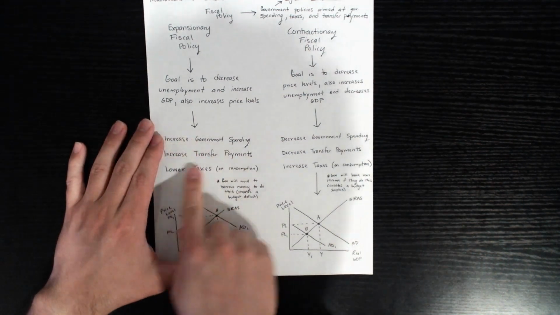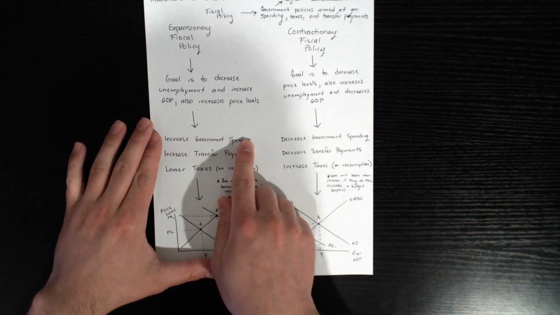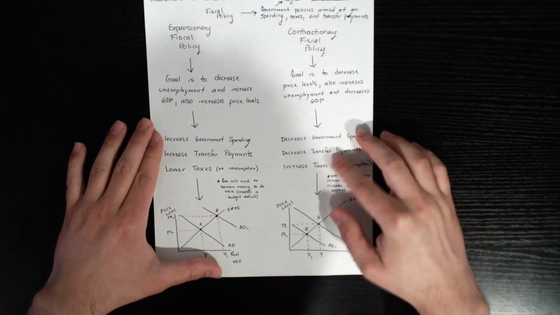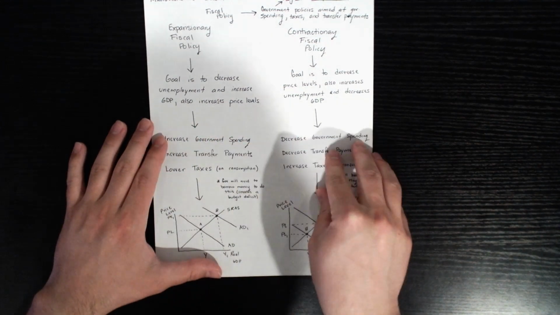Now the government doesn't need to do all these in combination. They might just do one, or they might do two, or they might do all three. Same thing over here. They might do one, two, or all three. But the goal is still the same for each policy.